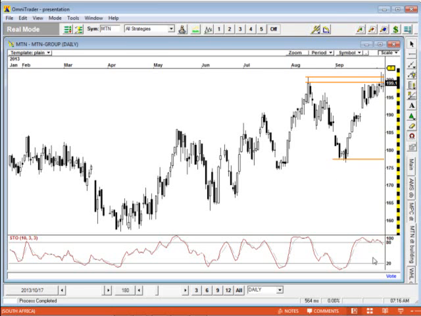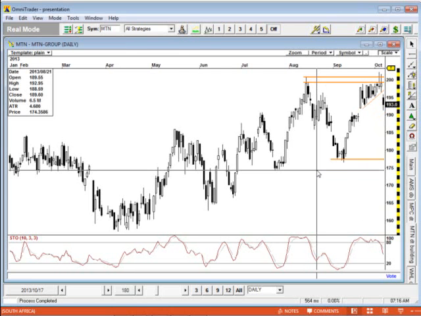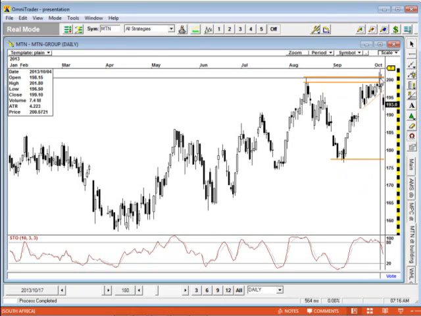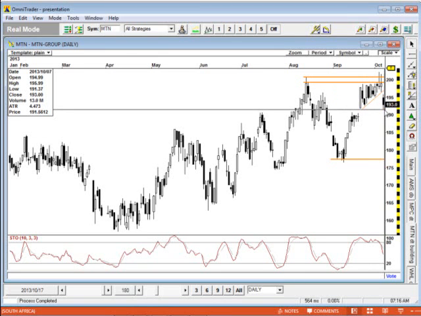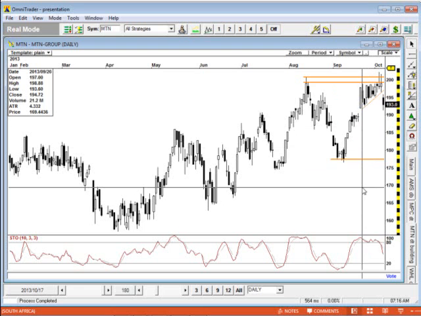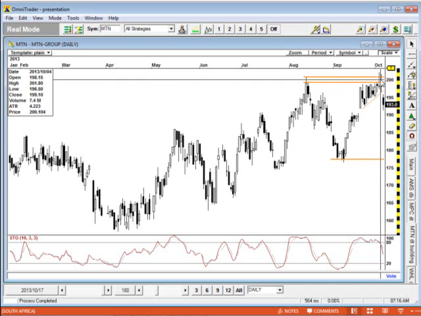In this picture we can see the stochastic has ticked down below 80. We could have had a little trend line drawn in there. Confirmation would be the price breaking lower, which it did at 193. If you had entered early, you would be short now on MTN with a stop loss just above the 200 level.